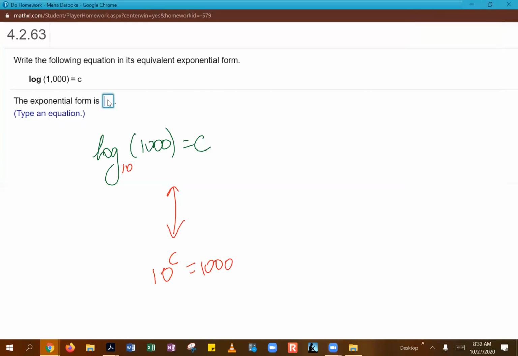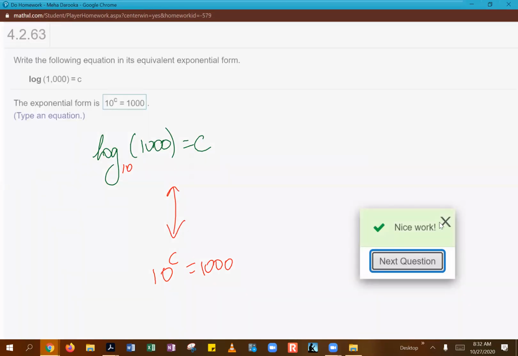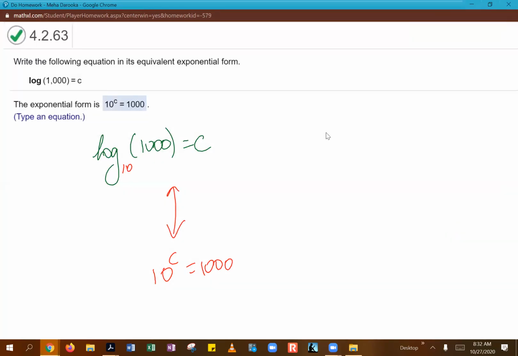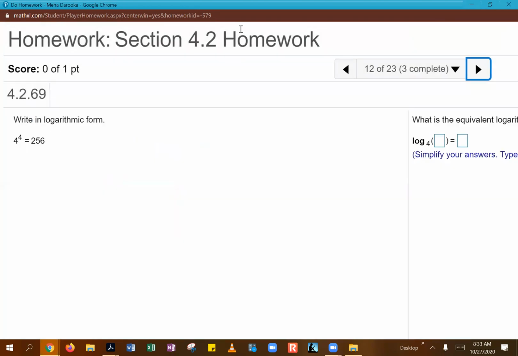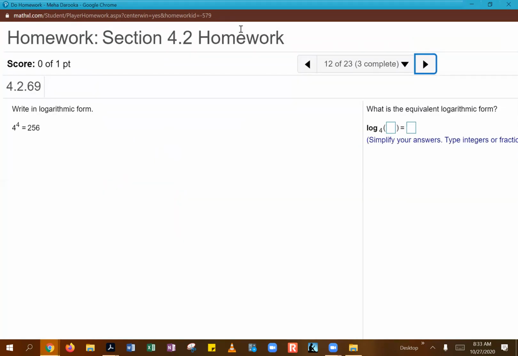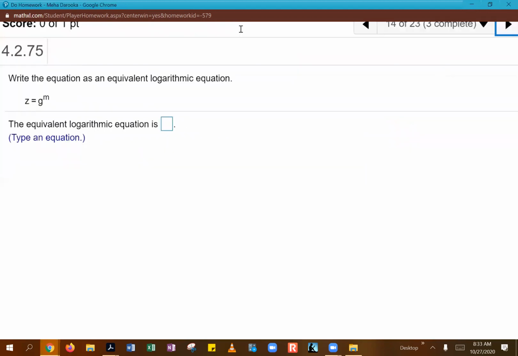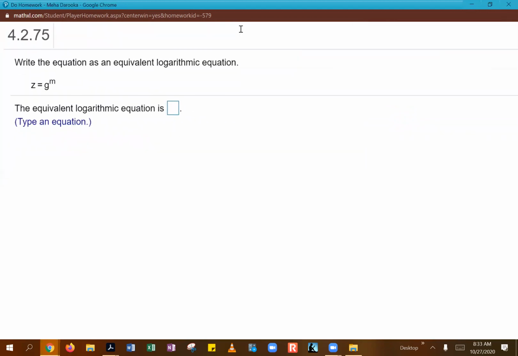Okay, so that's all you plug in here, 10 to the power of c, and then we come back down, equals 1000, and that's it. So you will have a couple different examples where you're just doing these conversions. Same thing's happening over here. This one is actually asking you to convert it into the logarithmic form. So you can say they're giving you part of the answer and they want you to come up with the rest of it. But let's take a look at this guy.